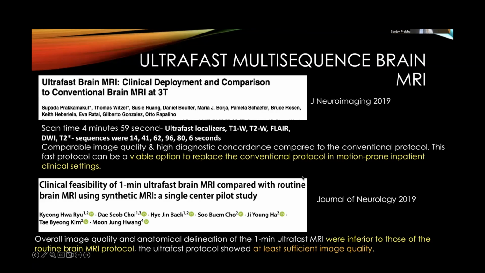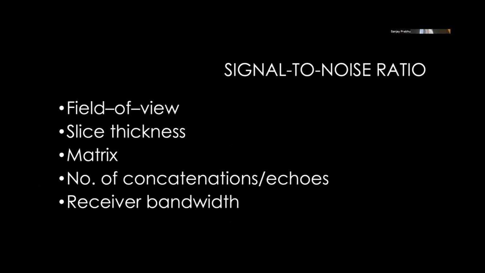And also other institutions from, for example, Korea, have used these 1 minute ultrafast brain MRIs to compare them with routine brain MRIs. But the problem with these is the spatial resolution is not as good as the routine brain MRI protocols, as these authors did acknowledge in both studies.